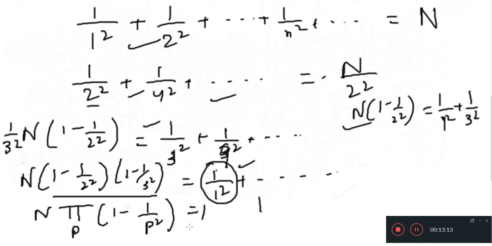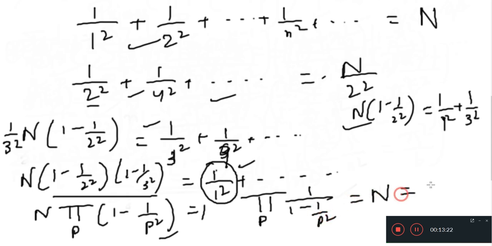So if you take this on the right hand side, the product over primes of 1 by 1 minus 1 by p square will be equal to n, which indeed is pi square by 6. So this product to the power minus 1, or 1 upon 1 minus 1 by p square, is equal to pi square by 6, which actually proves our claim. So that was the problem.